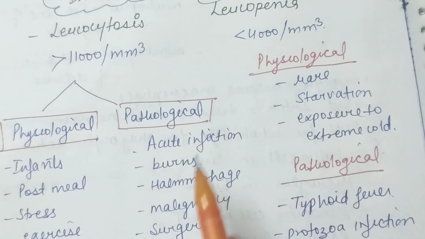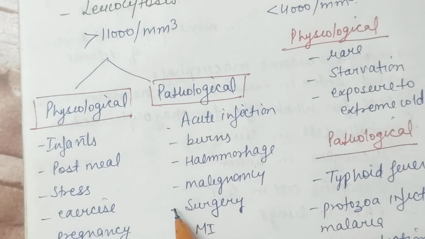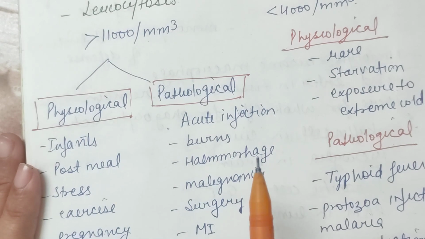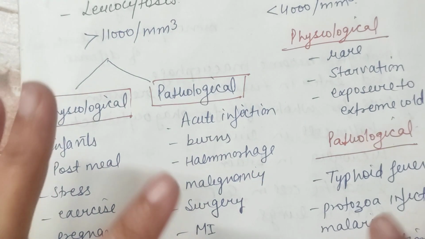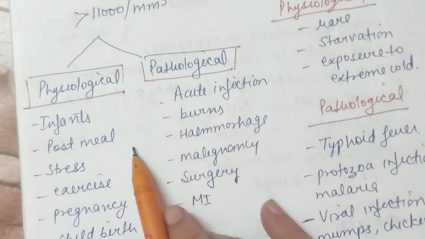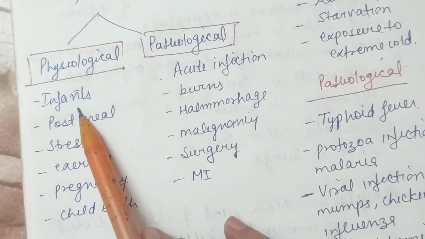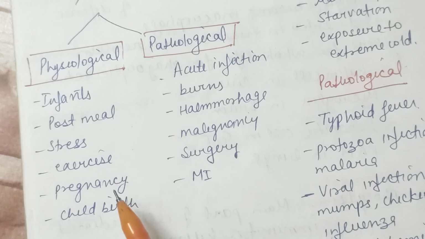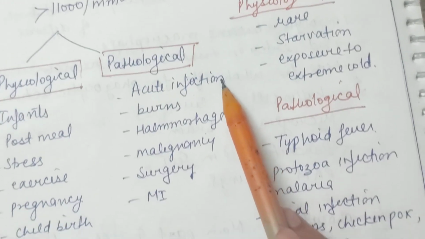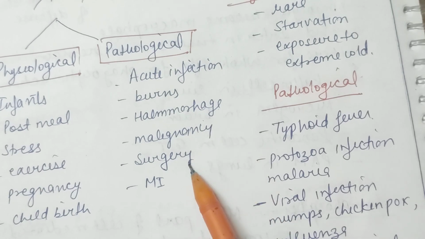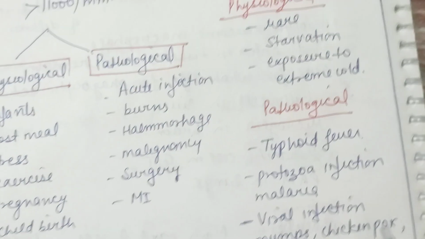Fine. Then leukocytosis: for example, if you are doing only the WBC practical, the total leukocyte count, then you can be asked only this question, like overall leukocytosis and leukopenia and the conditions. In that scenario, you can answer this way. Physiological leukocytosis can be in infants, post-meal, stress, exercise, pregnancy and childbirth. Pathological can be because of any acute infection, burns, hemorrhage, malignancy, surgery or myocardial infarction.